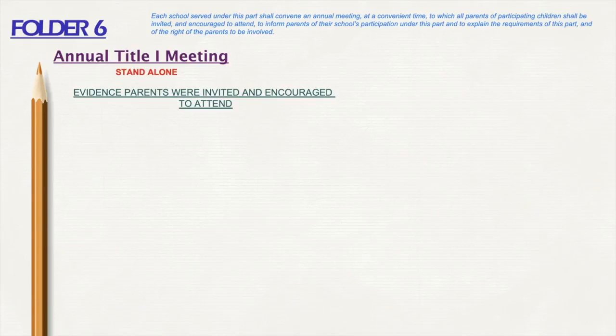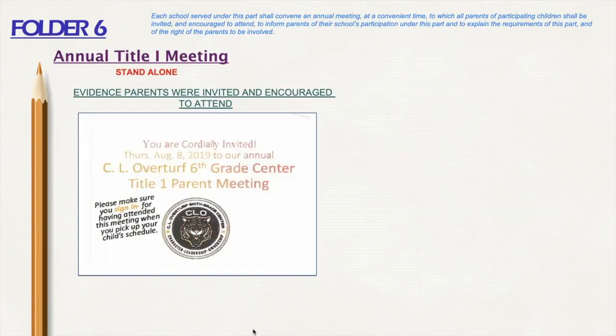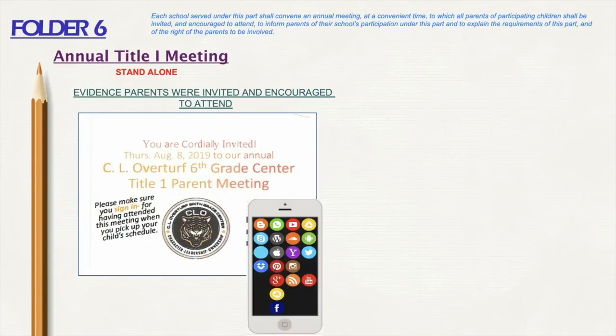Okay, evidence that your parents were invited and encouraged to attend. It could be a flyer sent home, like the one that CeeLo used, but also any other means that you reach out to your parents. If you have a Facebook page or Twitter or whatever, or call outs, however you do that, the more documentation, the better. So please add all that documentation to your audit box.